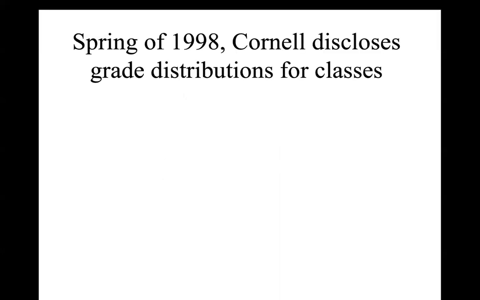All right, so we can see an example of this in a study. In the spring of 1998, Cornell discloses grade distributions for classes. And we probably can all guess what is going to be the result of this, right? I'll go ahead and give you a spoiler alert. When Cornell does this, students start to gravitate towards the classes that have the most favorable grade distributions, right? Remember, this is Cornell, where you're in the Ivy Leagues, especially at this point in time.